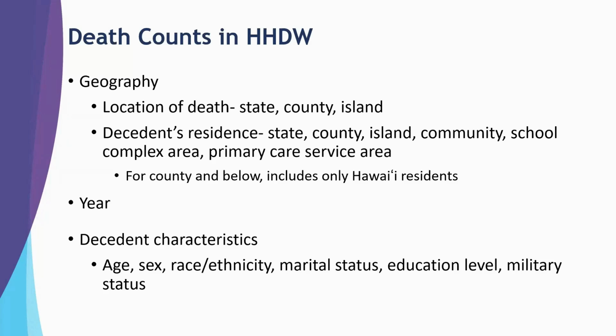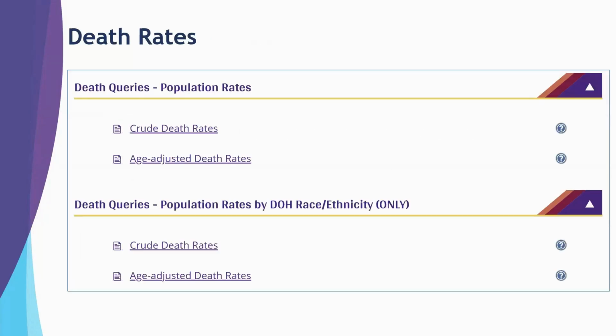You can also restrict it to people who are residents of the state. And at that level, you can get more detailed geography, so down to the primary care service area. You can also, of course, query the data by year, both individual years or aggregates, and you can explore the data by characteristics of the decedent, including age, sex, race, ethnicity, marital status, military status. And so those are available for the death counts.